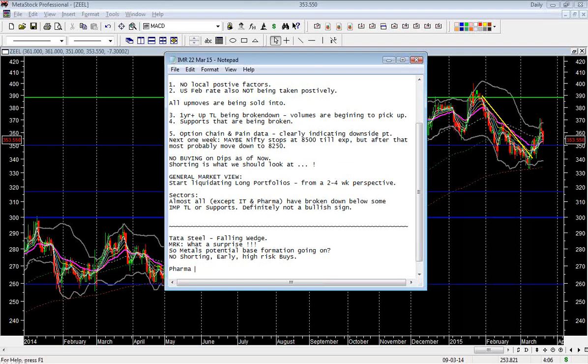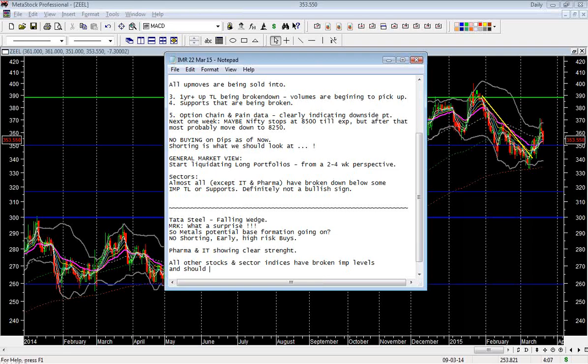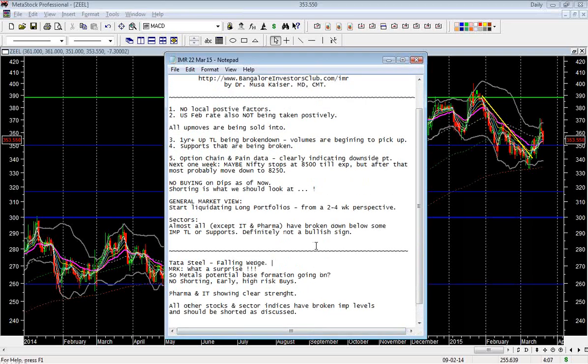Right, pharma and IT showing clear strength, though I think there are some which are not in pharma. Which stock was that with tweezer stop? Somebody remember? All other stocks and indices, sector indices have broken important levels and should be shorted as discussed. Alright, so that's the view on the Nifty stocks and the indices as of now.